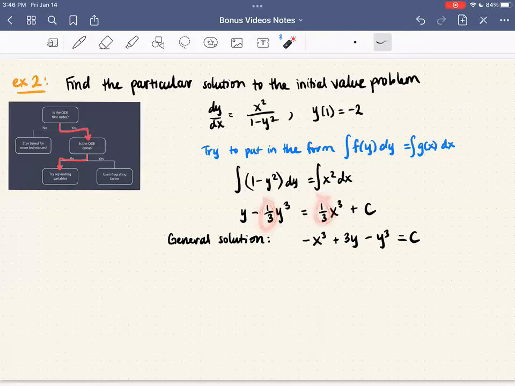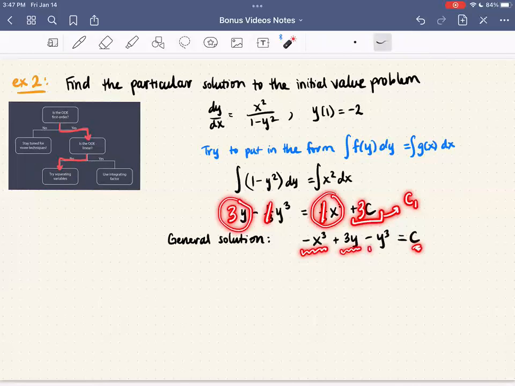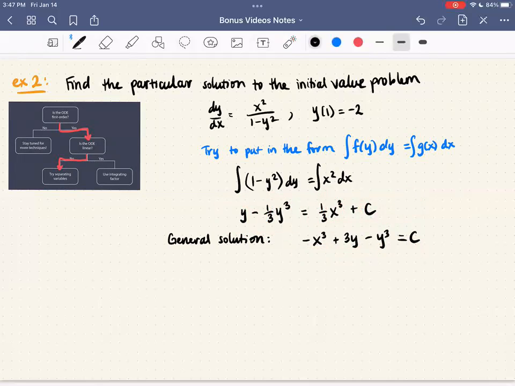Well, I've got these 1/3 here, and those are kind of annoying. So if I multiply this whole equation by 3, I'm going to end up with a 3y here, a 1 here, a 1 here, and a 3 times an arbitrary constant. Well, this is still a constant, so maybe it would be better if I called it like C1 or something, but I just left it as C. So that's why here you see I have negative x cubed, that's coming from this term here, plus 3y, it's coming from this term, minus y cubed, it's coming from this term. Okay, so I just multiplied it all by 3. Again, you don't have to do that, but it gets rid of fractions, so why not? Okay, next we're going to apply the initial condition.